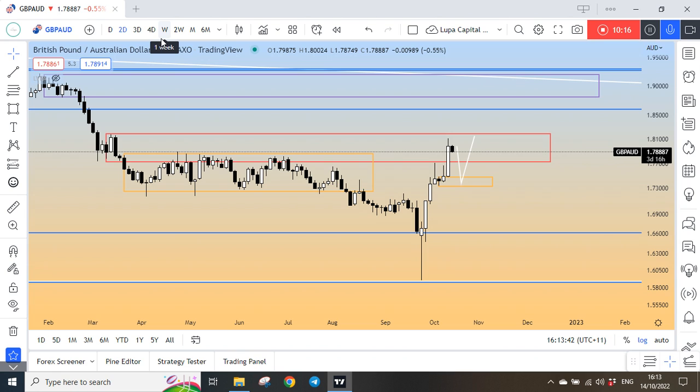Again, if you're looking for longs, trade with confirmations as always, follow the rules of imbalances and supply and demand. It's very important. And yeah, as always, any questions, very happy to answer.